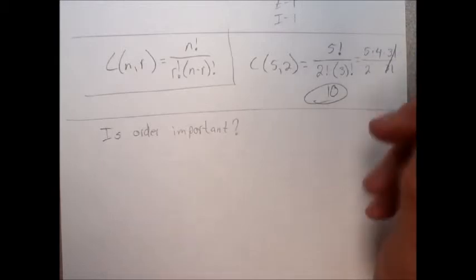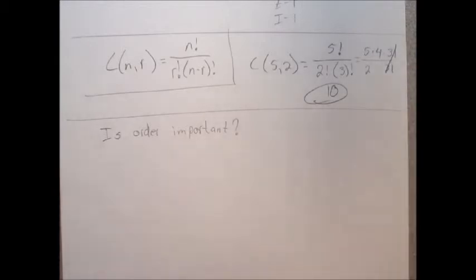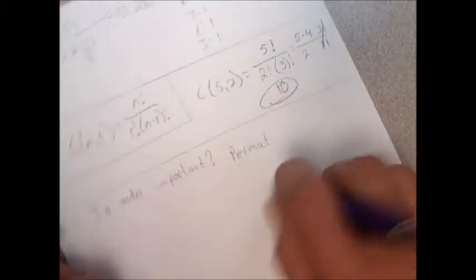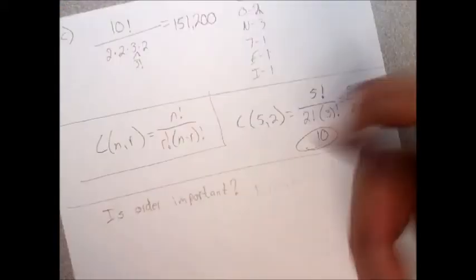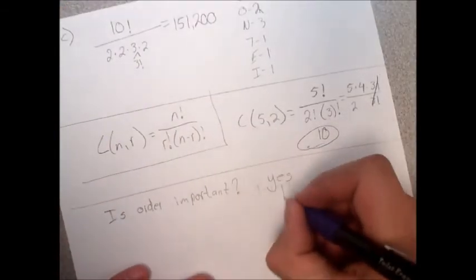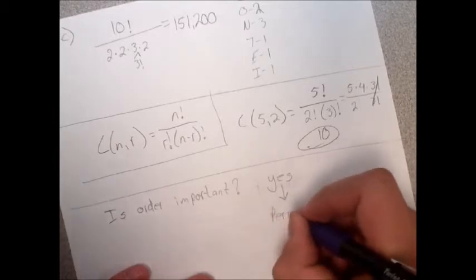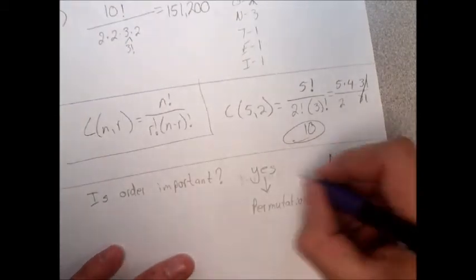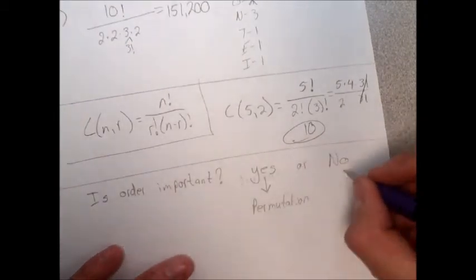Now, the arrangement of digits in an alarm system requires a specific order, okay? The code 352 is different from the code 335, so order there is very important. So a permutation is used. If the answer is yes, order is important, it goes down to permutation. If the answer is no, then combination.